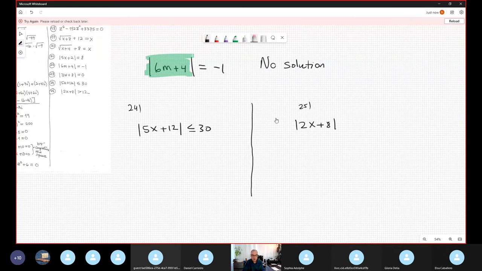Okay. Remember, you can categorize inequalities into two cases: when it's less than and when it's greater than. When it is less than, the solution is one piece. When it's greater than, the solution contains two pieces. So now, what are the pieces? Easy. You take the expression inside the bars, 5x plus 12, and you put it in between 30 and minus 30. And you have a compound inequality of three pieces.